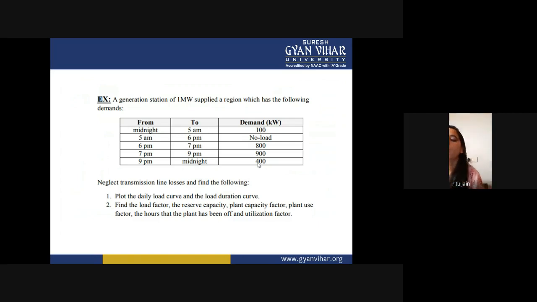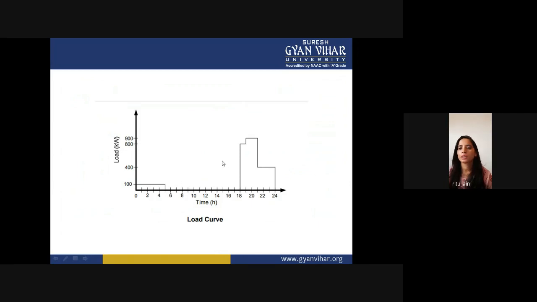Plot the daily load curve and the load duration curve. So first we have to plot the daily curve. After that we have to plot the load duration curve. The table is given from which you can take the time duration and easily draw the load curve. See, this is our daily load curve. First we have to take time on the x-axis, which is 24 hours, and then on the y-axis we are taking the load.